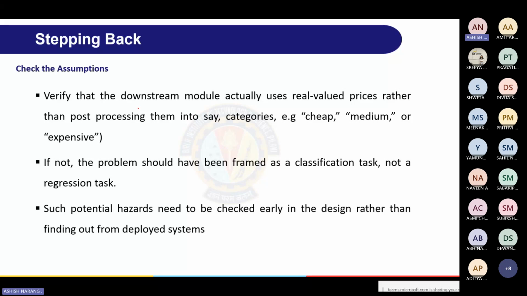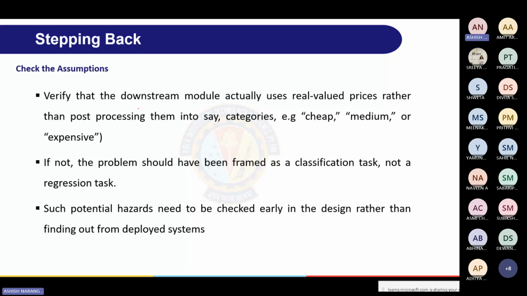check the assumptions. There are always certain assumptions that we make, right? Verify whether the downstream module actually uses the real valued prices rather than processing them into, say, categories, right? So whether the model which I was trying to get right, if let's say I'm not very well satisfied with the performance given the data set, right? So I need to step back and see whatever the assumptions I made, was it correct or not? Is it actually predicting the real values or the categories?